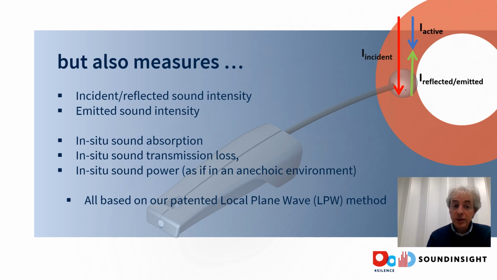So we can measure the incident and reflected sound intensity, but if you would have a surface from which sound is emitted, you can also measure the emitted sound intensity. So even if you're in the diffuse sound field, you're still able to measure how much sound is being emitted from a surface, while all the surroundings of the diffuse sound field will impose a reflective sound field back, such that the active intensity is close to 0.